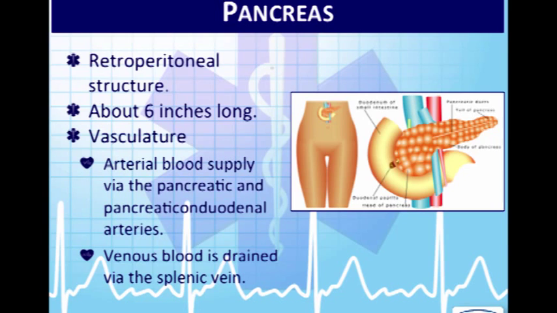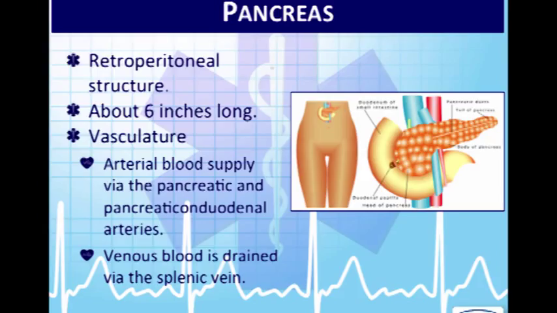Moving now from the right upper quadrant to the middle part of your upper abdomen is the pancreas. The pancreas is very deep in your abdominal cavity. It's near your back. It's closer to your spine than it is to your front. Therefore, it's in the retroperitoneal space. So if your pancreas were to rupture open and were to be bleeding, you would be having a retroperitoneal bleed. It is about 6 inches long.